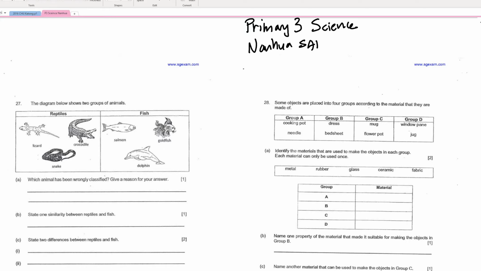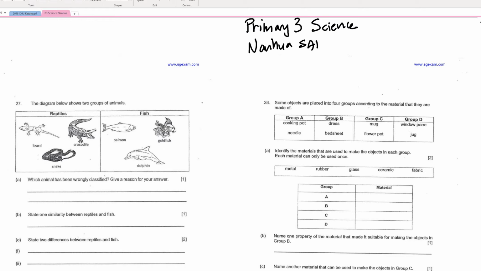Okay, let's take a look at question 28. Some objects are placed into 4 groups according to the materials that they are made of. Group A, you have cooking pot and needle. Group B, dress and bed sheet. Group C, mug and flower pot. And lastly, Group D, window pane and jug. Identify the materials that are used to make the object in each group. Each material can only be used once.